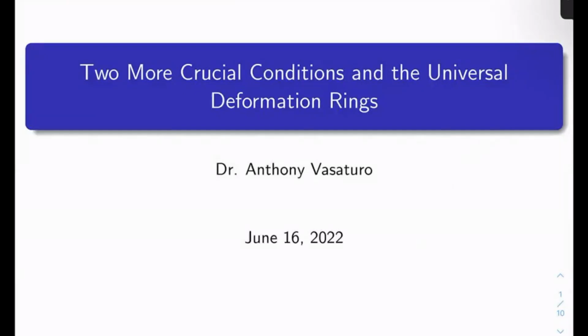Welcome back, my friends. We are going to attach to residual Galois representations rho naught from GQ to GL2 of K, where K is a finite field of characteristic P, two more special conditions. And we already attached two conditions to such representations last time. So let's look at those.